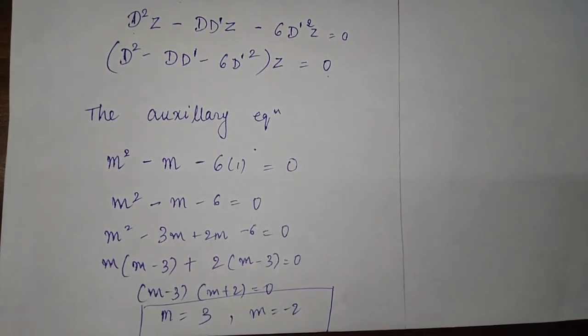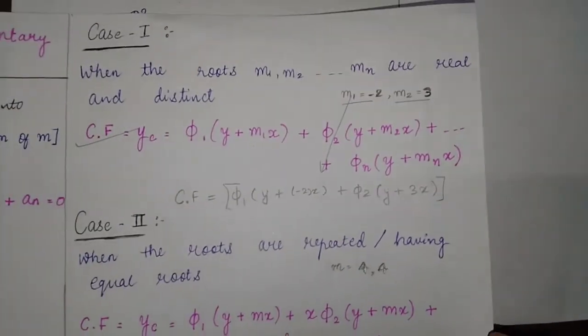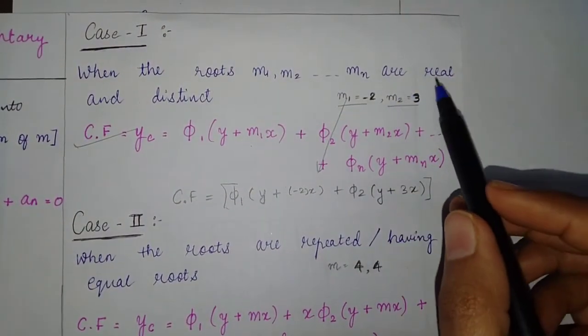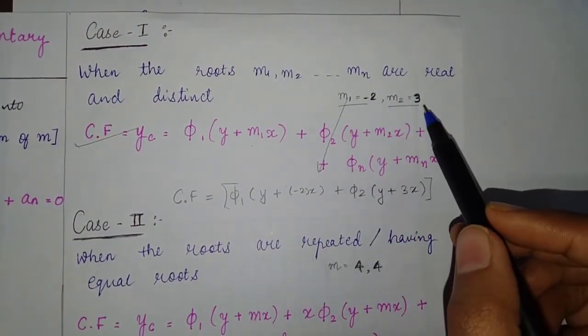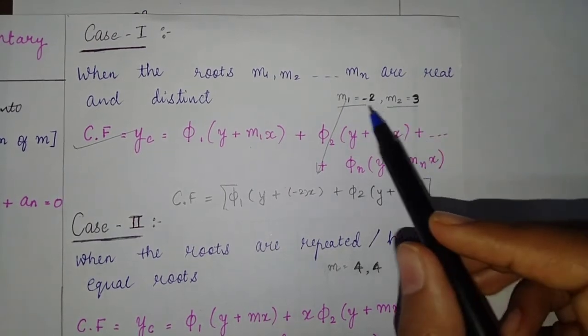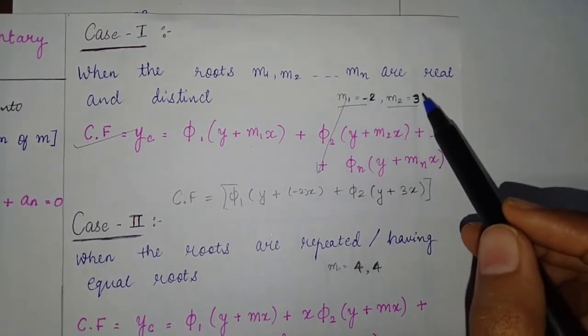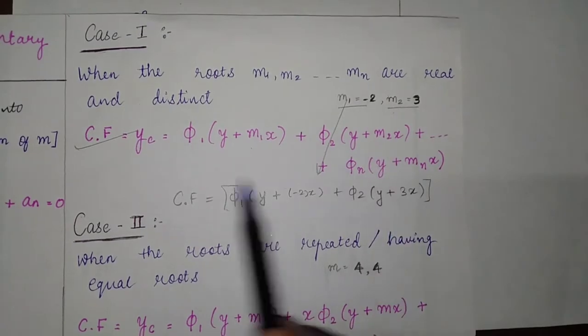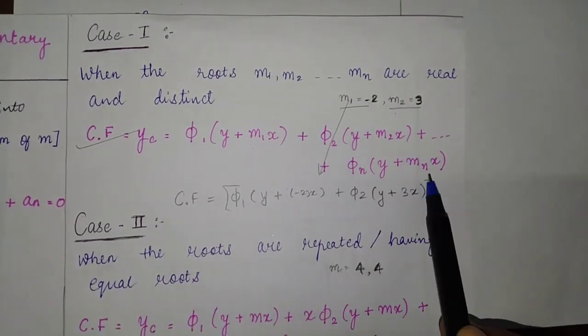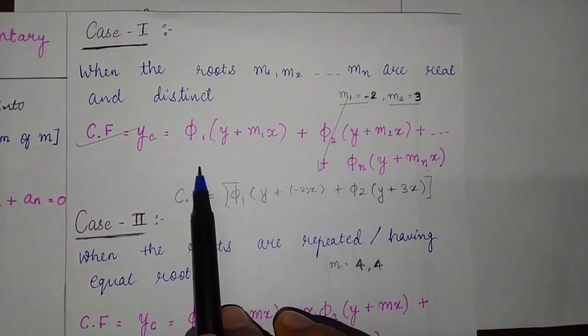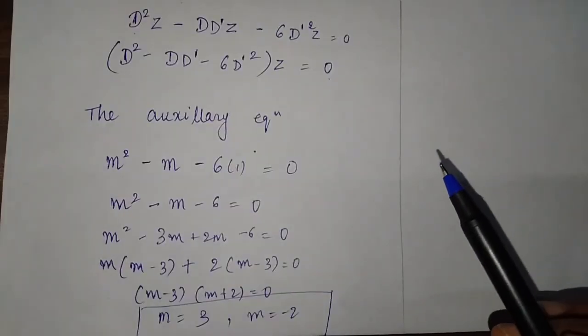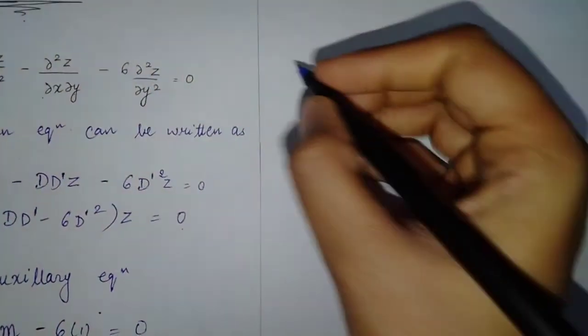Now in order to find the CF, you can see that the roots are real and distinct. Minus 2 and 3 is what we also got. It means the roots are real and distinct. So we have to use this formula. We have to use case number 1. So we will use this case.